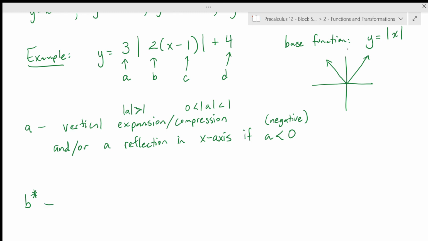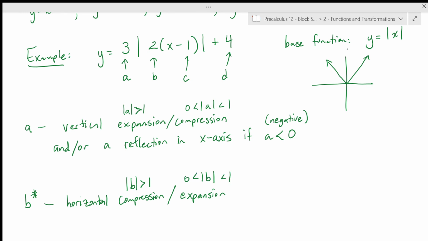So B is a horizontal compression whenever the absolute value of B is greater than 1. So B is bigger than 1 or smaller than -1. It actually compresses it. I like to think of this as it's speeding up the function and making it happen faster. It's also going to be an expansion if the absolute value of B is between 0 and 1.